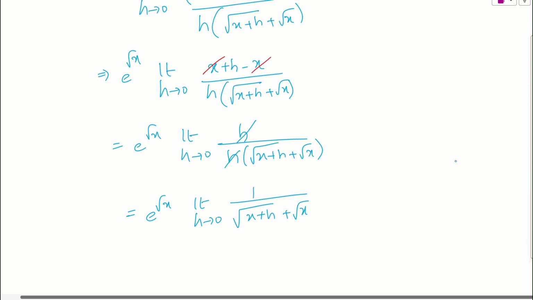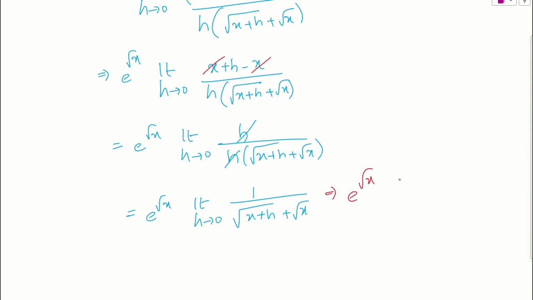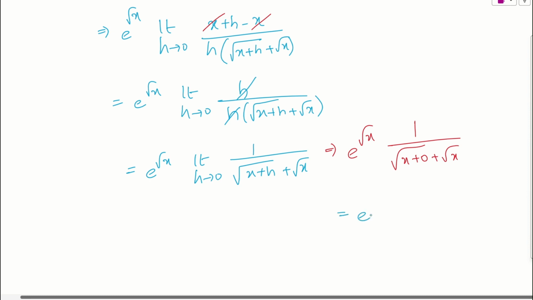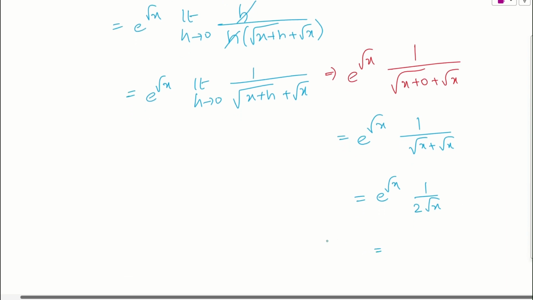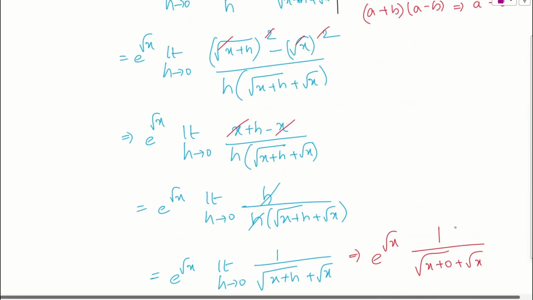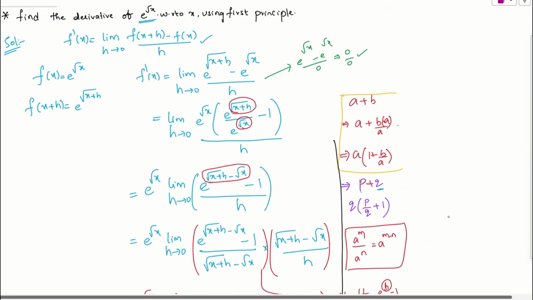What is the meaning of limit h tends to 0? Wherever h is there, we need to apply it here. So this will be e power root x into 1 by root of x plus 0 plus root x. Right? So I'll be getting e power root x, 1 by root x plus root x. What is root x plus root x? 2 root x. So e power root x into 1 by 2 root x. Is it okay? So from this, what is the final formula? f dash of x value will be e power root x by 2 root x. I think you got it. If you have any doubts in this, you just let me know. Okay. Thank you.